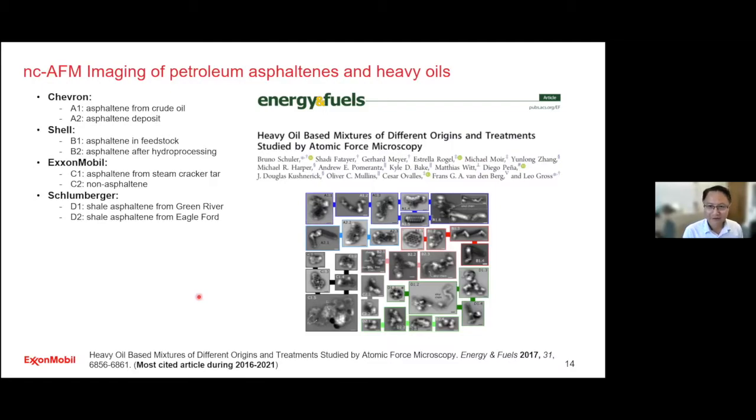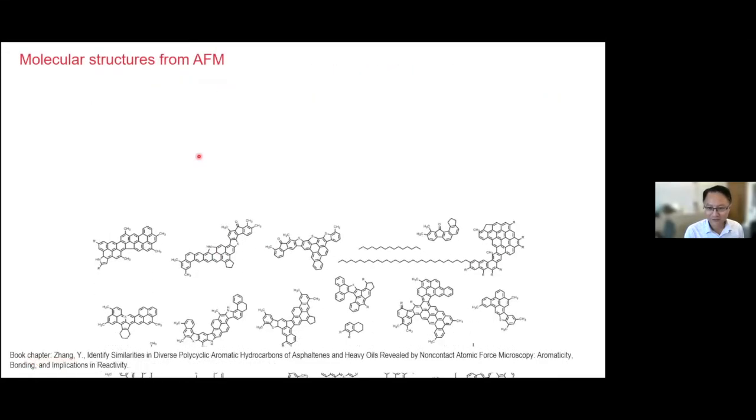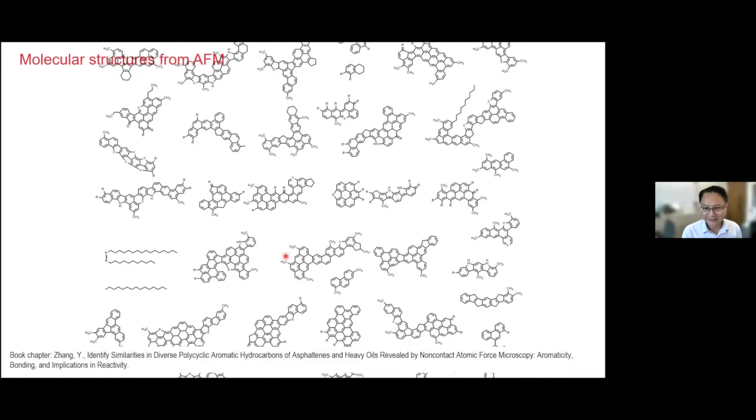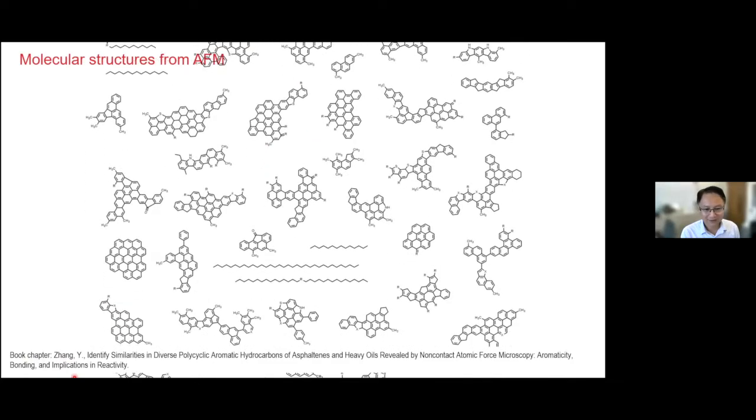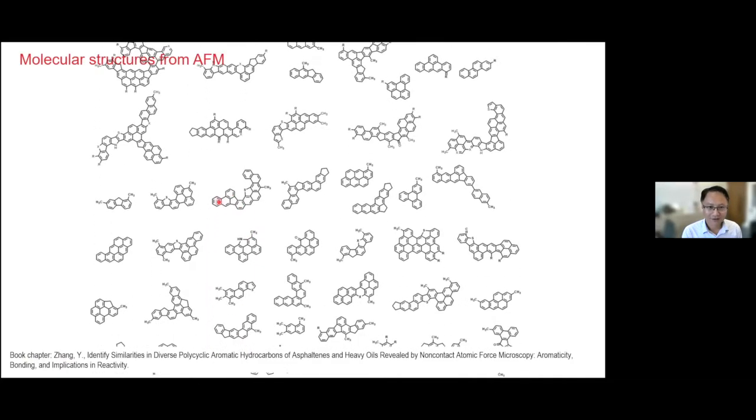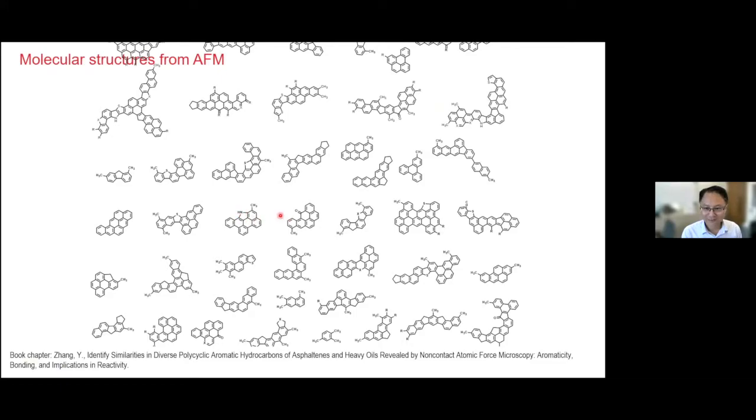This was done by obtaining the structures. It takes a lot of effort, but then what's next? This is the structures I tabulated in this book chapter. You can see a tremendous diversity. We'll talk about two areas of challenges.